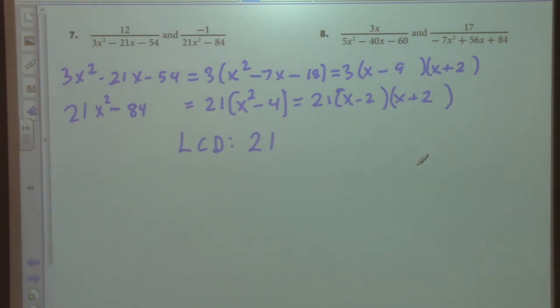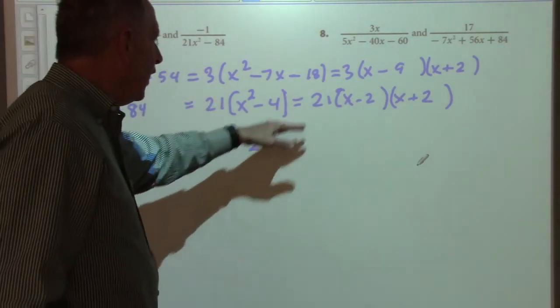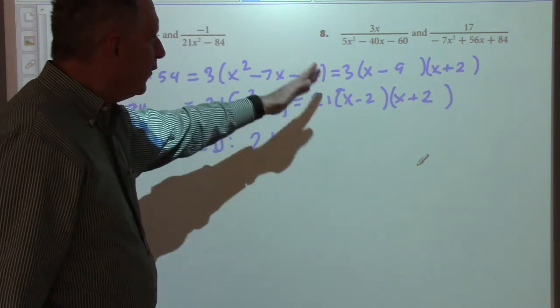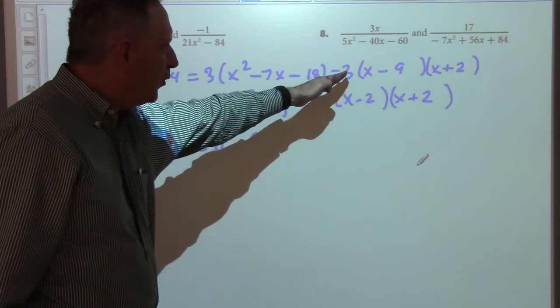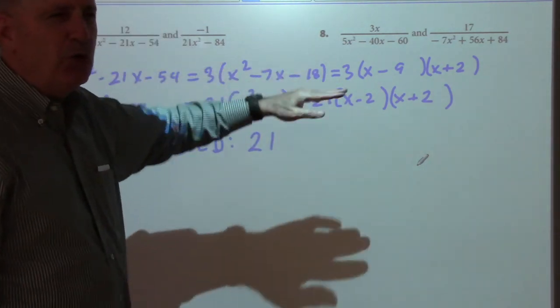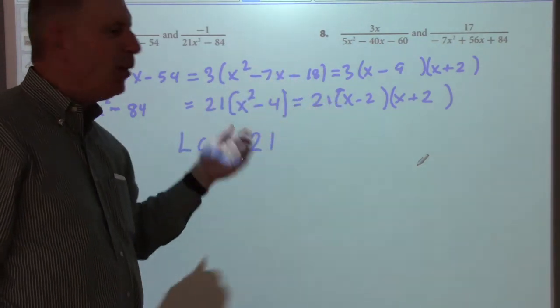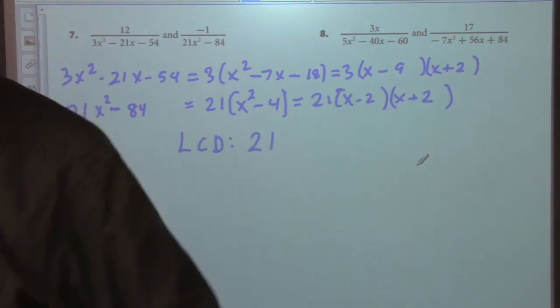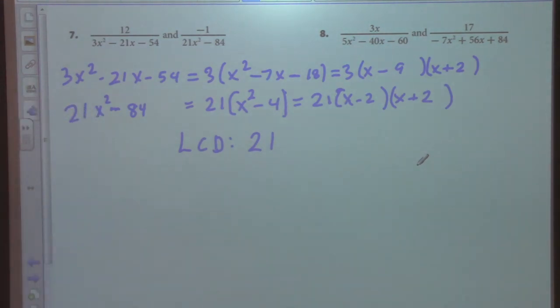Why is 21 going to be the least common denominator? Because 3 can go into 21. It'll take out this 21 and also take out this 3. Once you multiply these together, you do guarantee a common denominator, but the least common denominator here is going to be 21. Okay, thank you, Riley. Okay, Jace, what else do we have here?